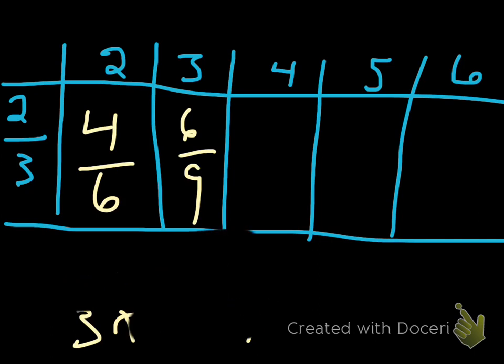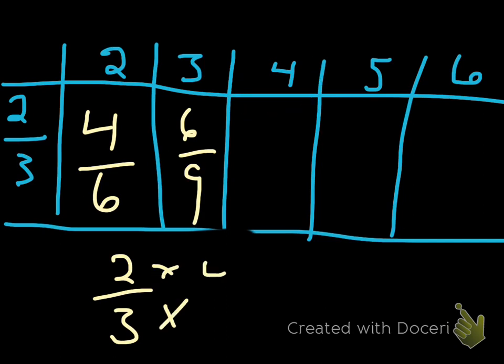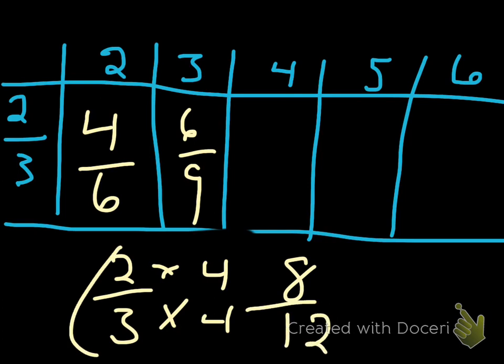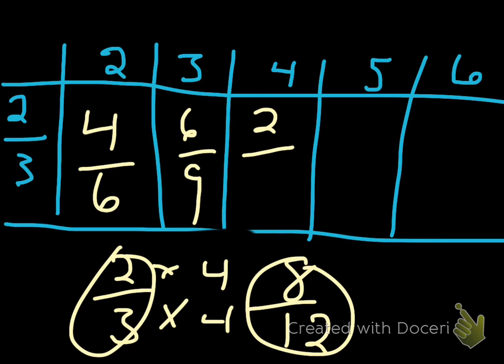Okay, next column. I think you guys are understanding this. 2/3. Well, let's take both the top and the bottom times 4 on this one. 2 times 4 is 8. 3 times 4 is 12, which means 2/3 and 8/12 are equivalent fractions.